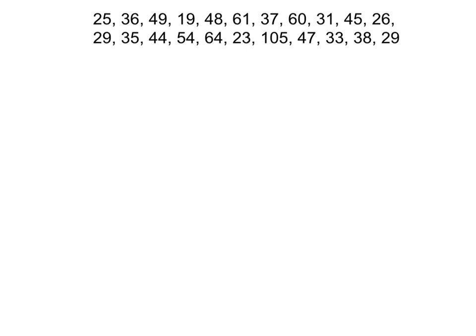Let's have a look at an example with more than one piece of data. So we've got a whole bunch of numbers here, there's 20 here. The first thing that we need to do is identify the smallest value and the highest value. So by having a look, we can see that 19 is the smallest value and 105 is the largest. So now that we know the smallest and the largest value, we can start constructing our stem and leaf plot.